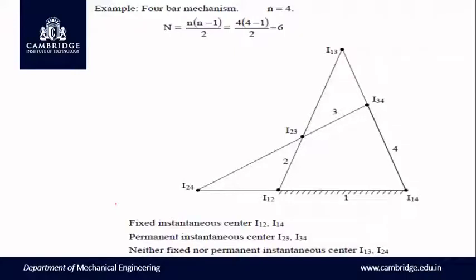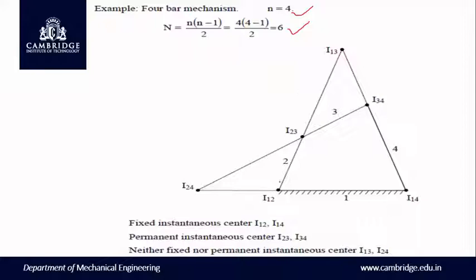For example, let's consider a 4-bar mechanism. We know the 4-bar mechanism consists of 4 links, so small n becomes 4. Hence, the number of instantaneous centers will be 4 into 4 minus 1 divided by 2. By the formula we obtain 6 instantaneous centers.